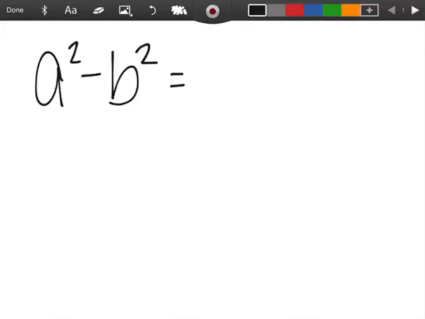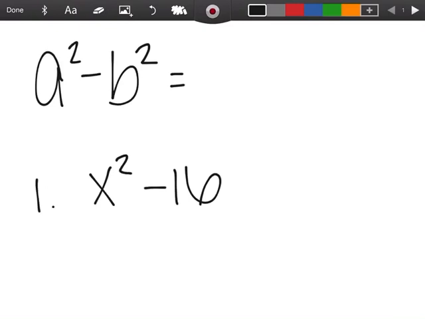It's called the difference of two squares. It's just going to continue to come up as you progress through math, so I want to make sure that you learn it. So all they're asking you to do is factor two perfect squares. An example of what that might look like is x squared minus 16.